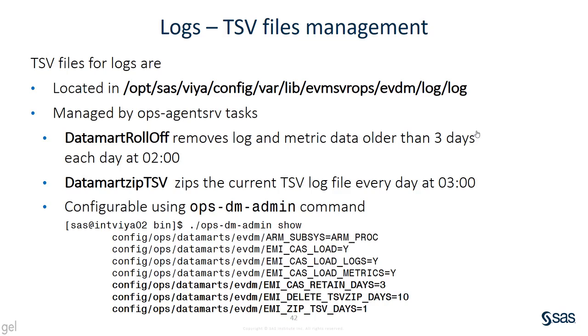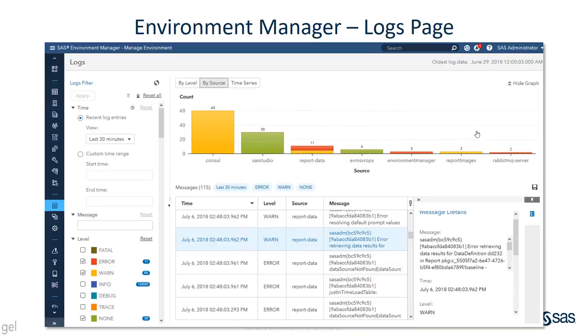You decide what happens. But there's an opsdm admin command that's used to configure the data mart. So in this case, we're just showing you what the current settings are. And you can see here that we have CAS retained days. That's the number of days of data that I want shown in Environment Manager. So you simply have to edit that setting if you want it longer.